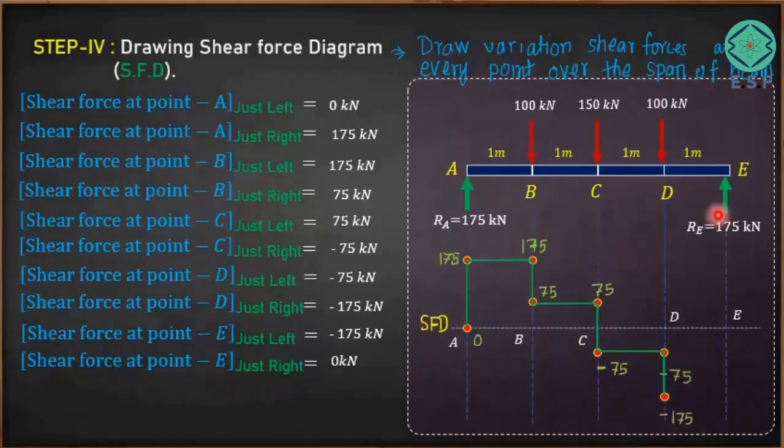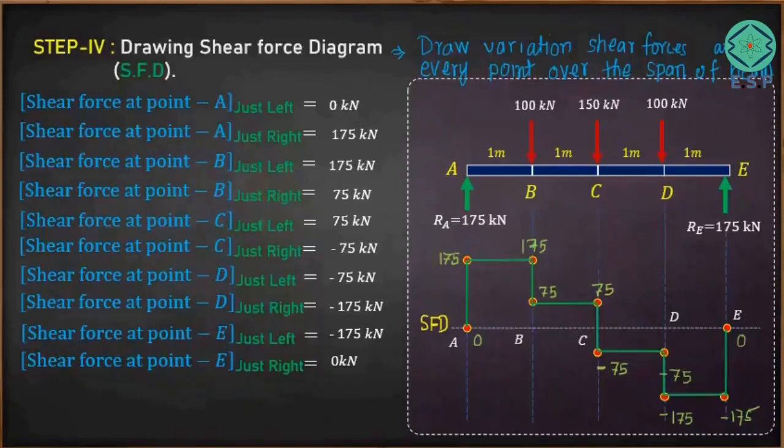Now we'll go to point E, just left. There is no other force coming into the picture, so the same value would continue. You can see here minus 175, the same value just left of this, and if you go to the right of point E, this additional positive 175 will come. So minus 175 plus 175 will give you zero value, zero shear force just right of point E. So this is how we got here. So here it is 0. So the shear force is varying like this.